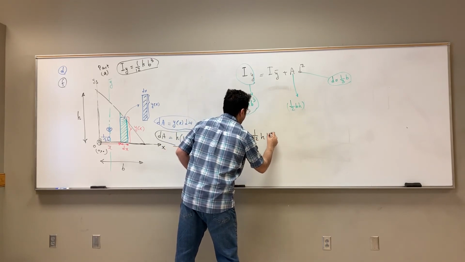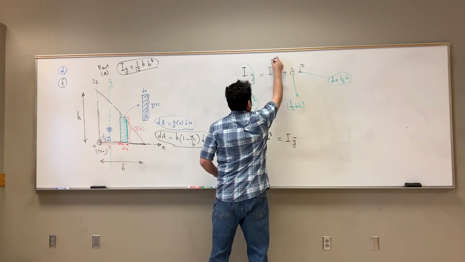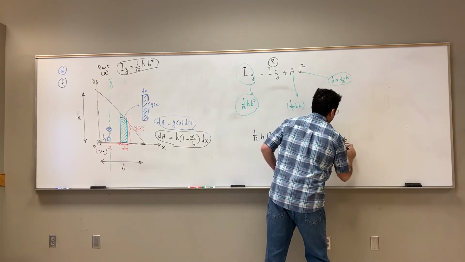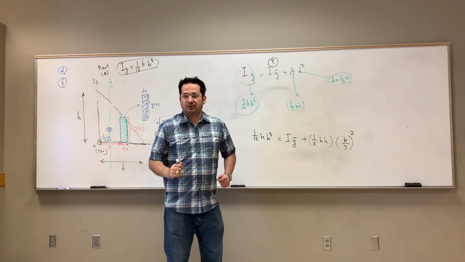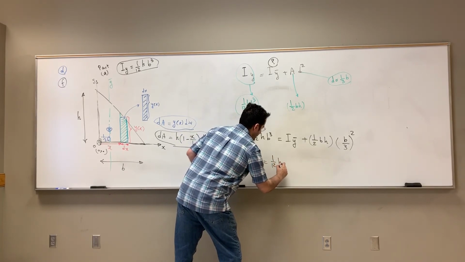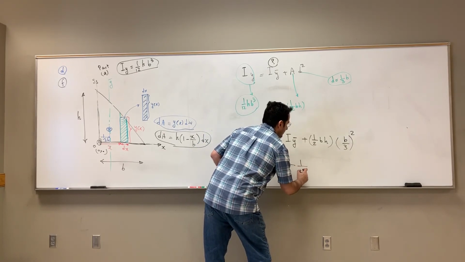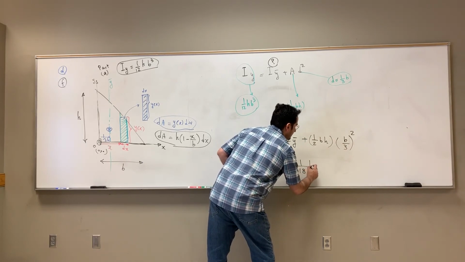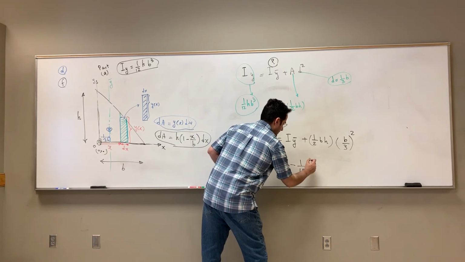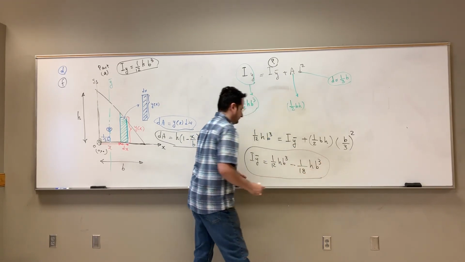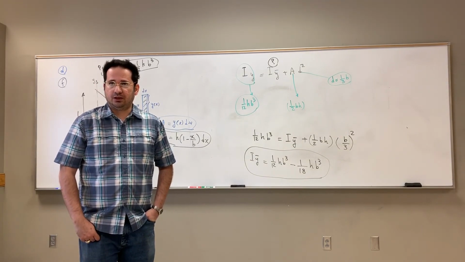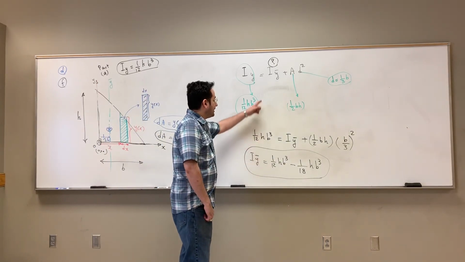Then you get 1/12 h b cubed is equal to Iy bar, which is what we're trying to get, plus area times 1/3 of b to the second power. So solving for Iy bar, you get 1/12 h b cubed minus 1/18 b cubed times h, which is h b cubed. It's 1/36 h b cubed. You see, we didn't do integration, we just used the parallel axis theorem.